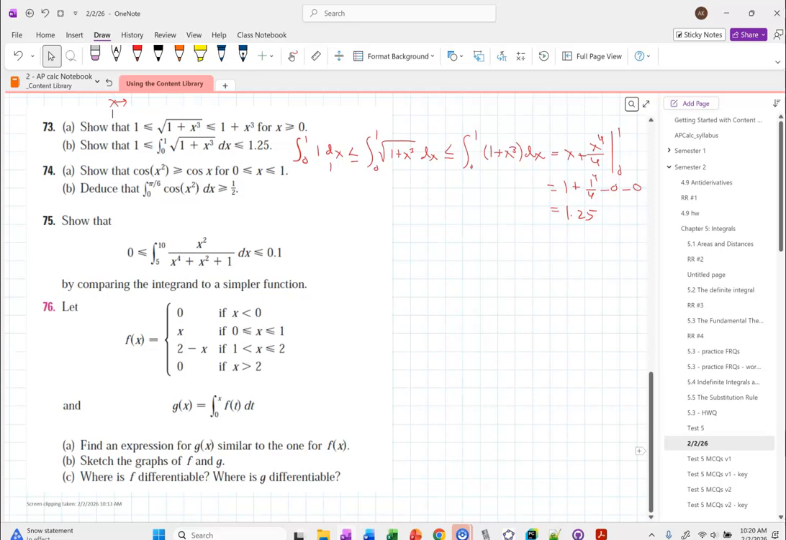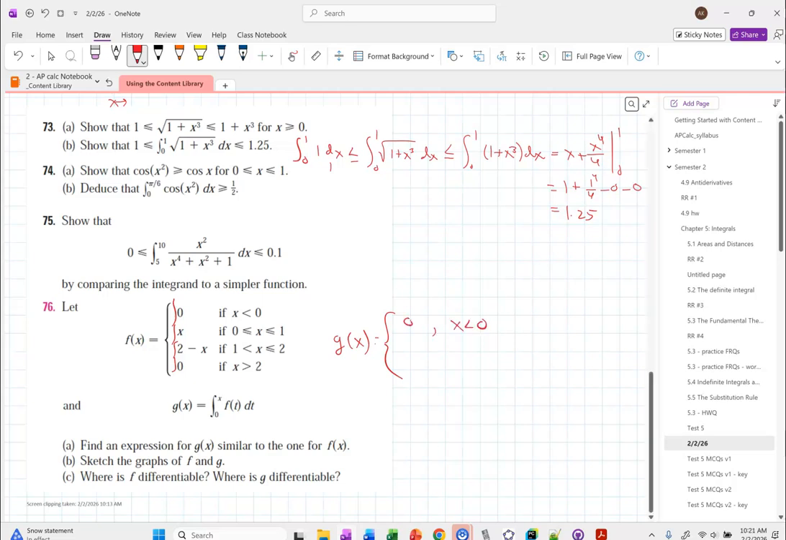Okay. Let's look at 76. So let f of x be this yucky looking piecewise function and g of x be that integral function. Find an expression for g of x similar to the one for f of x. Okay? So I'm just going to do the integral of each one of these. So if my function is 0, the straight line y equals 0, what's the area under that? 0. Right?